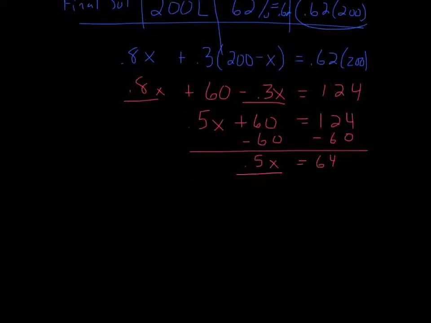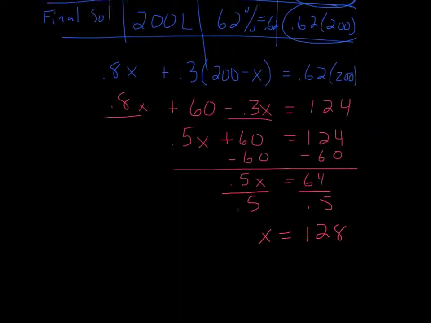Okay, and then we divide by 0.5. And what's another way to divide by 0.5? Divide by a half is to multiply by 2, right? So x equals 128. So our first solution, okay, see if I can move this whole thing.